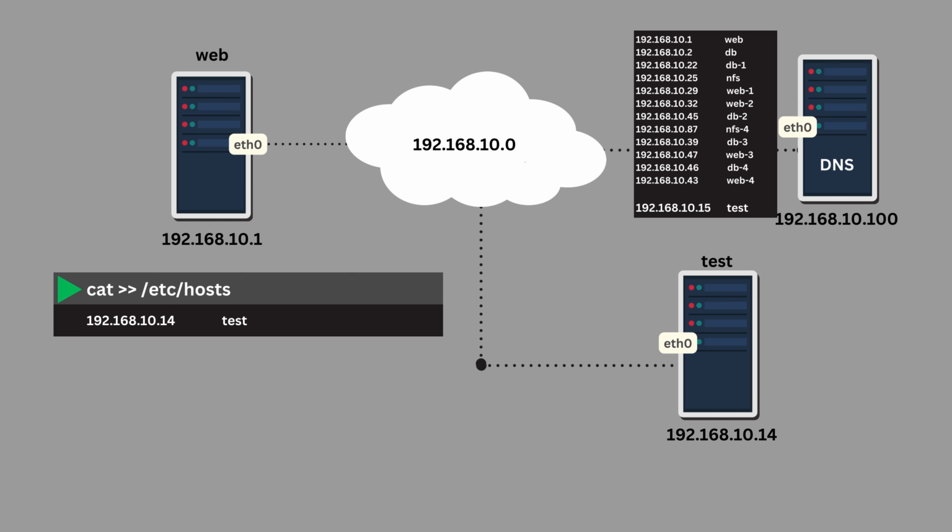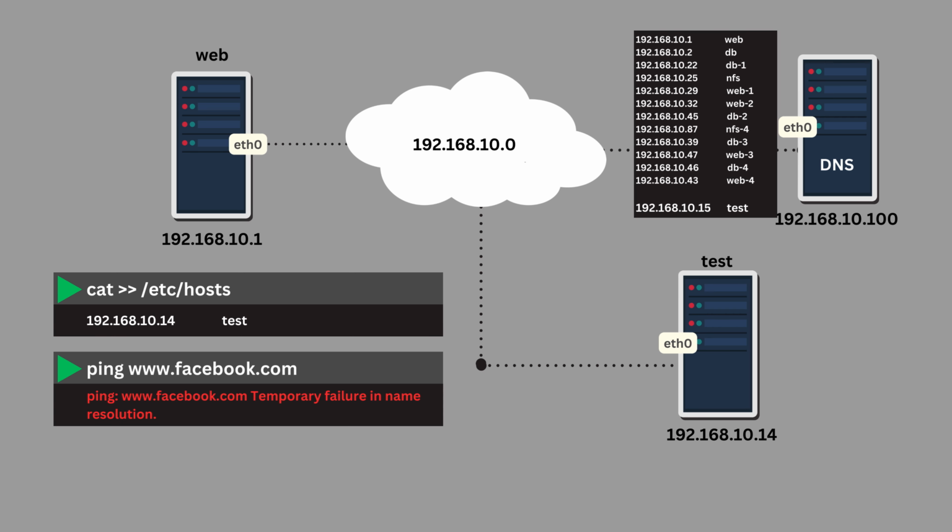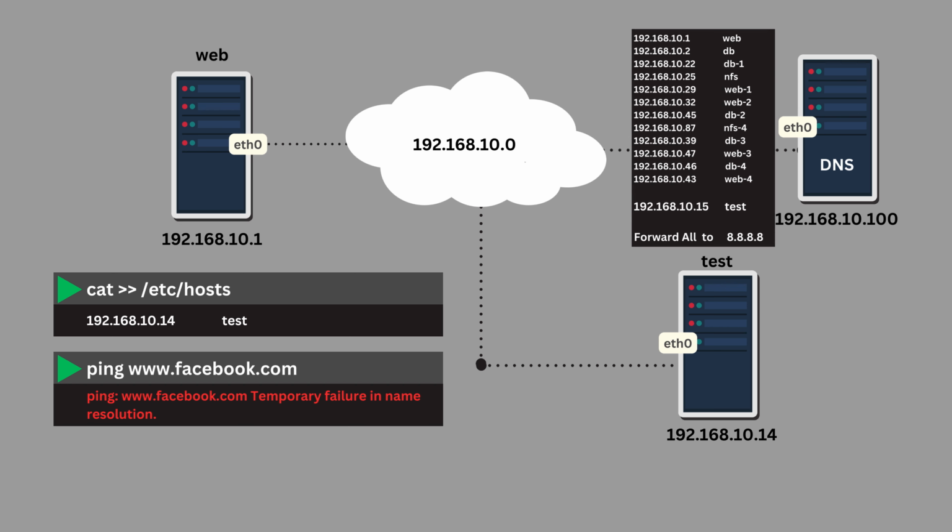If you attempt to ping a name not in either the /etc/hosts file or the DNS server, the request will fail. To resolve external names like www.facebook.com, you can configure your DNS server to forward requests for unknown names to a public DNS server, such as Google's 8.8.8.8.